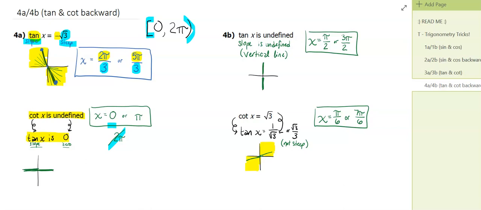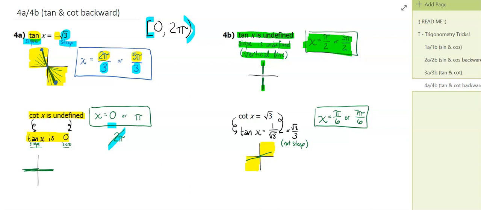You'll notice just how I translated. Saying tangent of an angle is undefined is the same as saying that when I draw the radius, it has an undefined slope, which means that that line has to be vertical. So that landed me at the top and bottom, pi over 2 or 3 pi over 2.